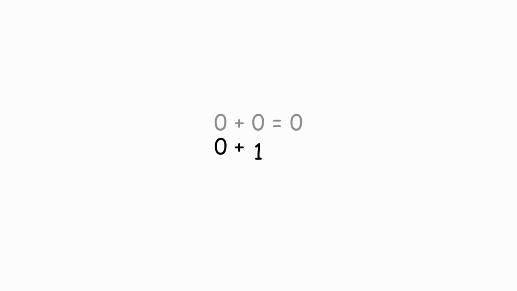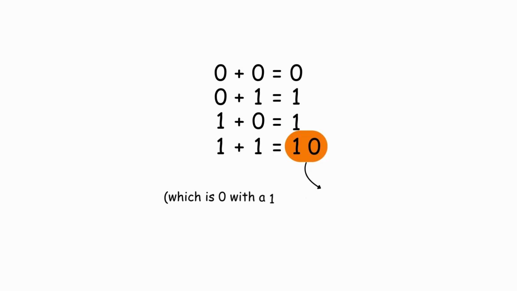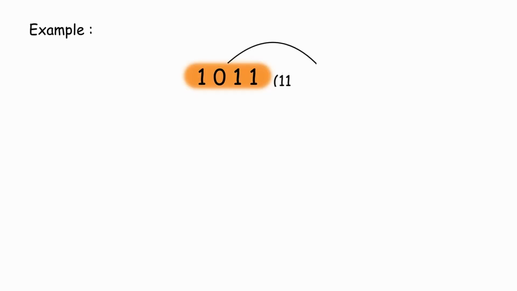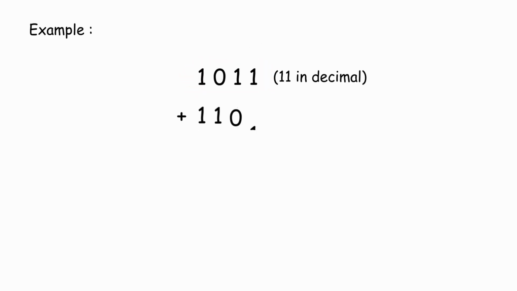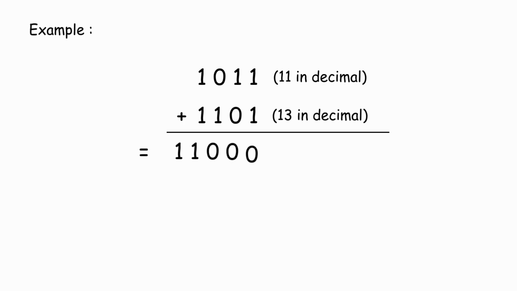Binary addition. Addition in binary follows rules similar to decimal addition, but with only two possible numbers. 0 plus 0 equals 0, 0 plus 1 equals 1, 1 plus 0 equals 1, 1 plus 1 equals 10, which is 0 with a 1 carried forward to the next digit. Example: 1011 (11 in decimal) plus 1101 (13 in decimal) equals 11000 (24 in decimal).